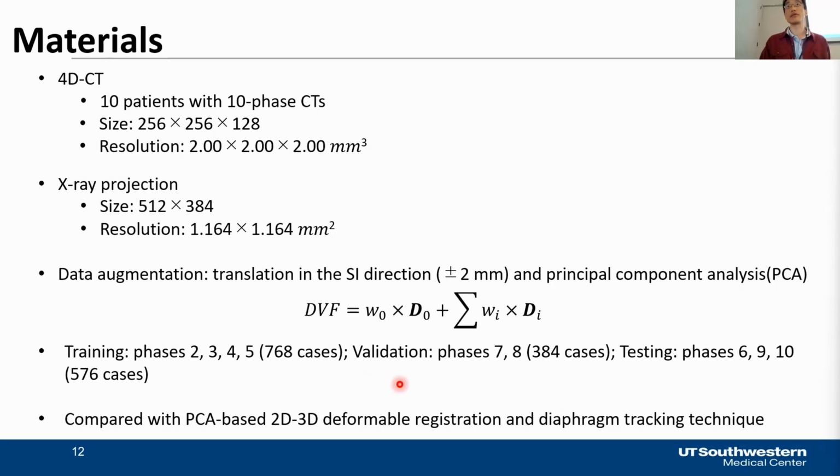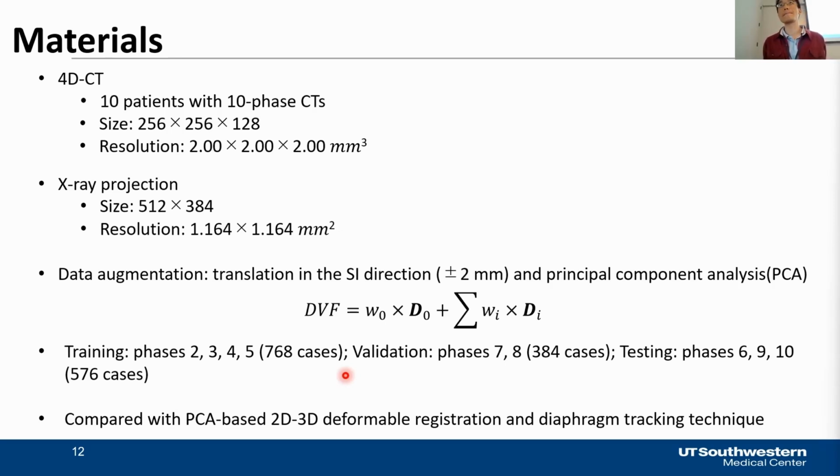That's how we test this. And phase 10 is typically similar to the prior, but we don't have any prior in the training or validation data sets. So that's the idea to divide the training, validation, and testing according to the phase.